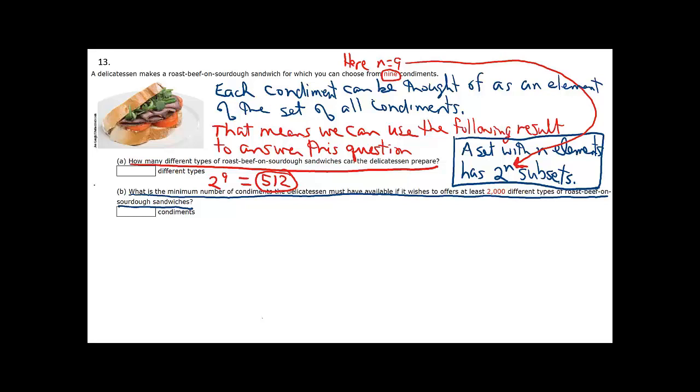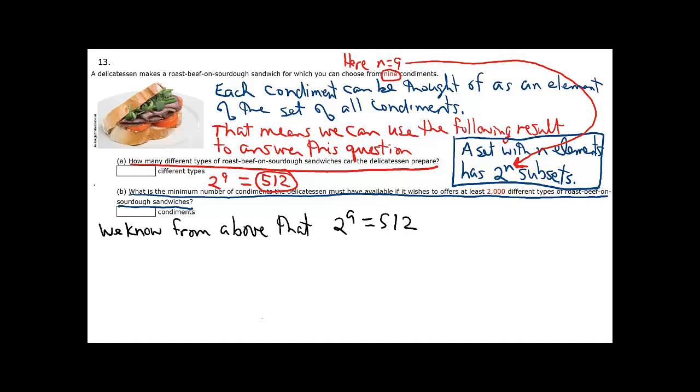B part says, what is the minimum number of condiments a delicatessen must have available if it wishes to offer at least 2,000 different types of roast beef on sourdough sandwiches? We already know that 9 ingredients or condiments is not enough. That only takes you up to 512. So just keep raising the power until you pass 2,000.